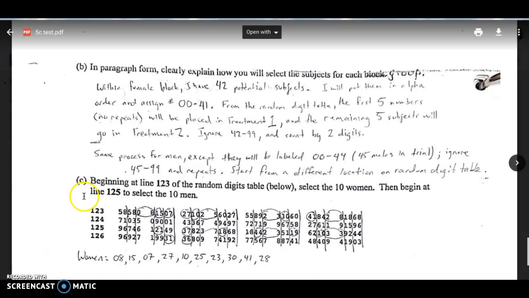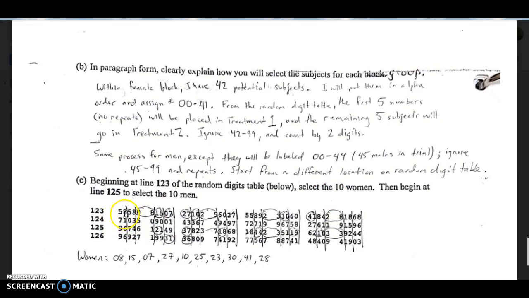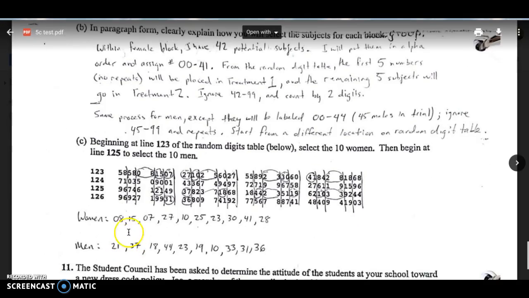Part C says, beginning at line 123, find the 10 women. So I just started at 123. I blocked every 2 numbers, circled the 10 people I found, and labeled them here. Then I started at line 125 for the men, found 10 people, and labeled them here.